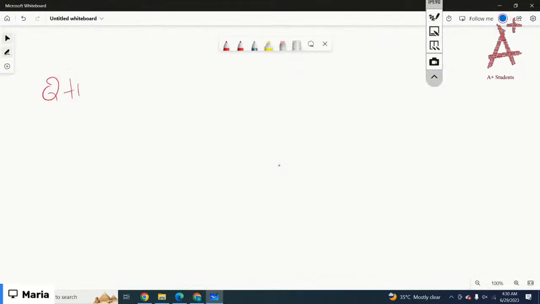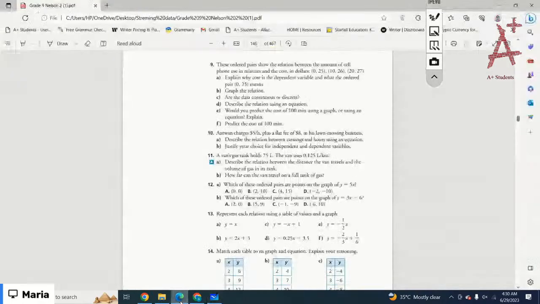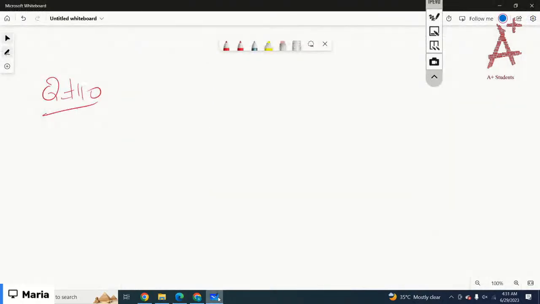So you have to write down the equation to describe the relation between earnings and hours. The earning is $5 per hour and a flat fee of 8. So the equation is 5 per hour and 8 is flat. Got it?